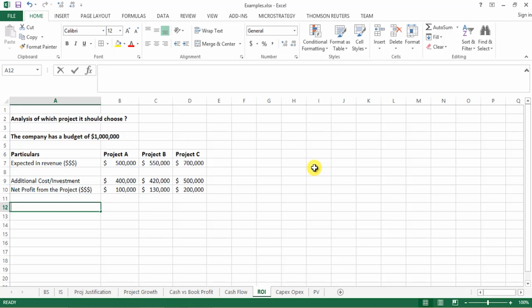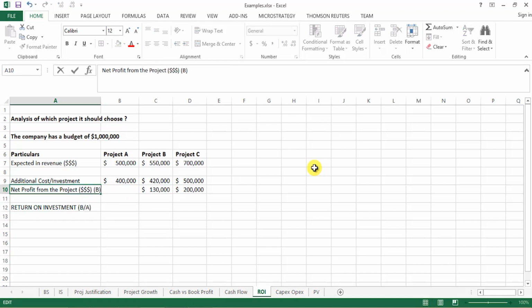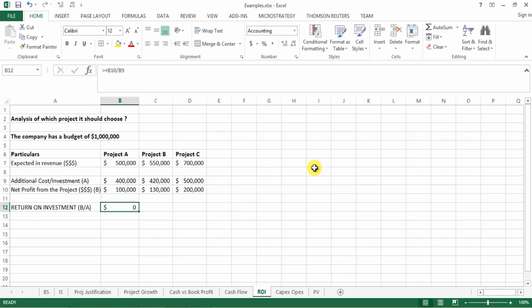Now, how is the return on investment going to be computed? Return on the investment is going to be your net profit divided by your investment amount or the additional cost. Over here, we'll label the net profit as B and additional cost or investment as A, and it's a mathematical computation now. That is 100,000 divided by $400,000. That's going to be 25%, I believe.